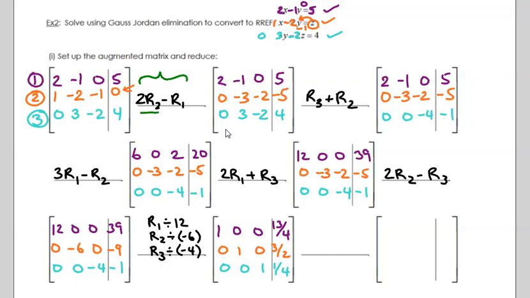I'm going to change up row 2. Nothing else changes, so this stays the same, this stays the same. Okay, so double row 2. Let's double all of these. Negative 4, negative 2, double that is still 0. And then I'm going to take all of my green numbers and subtract row 1, my purple numbers.